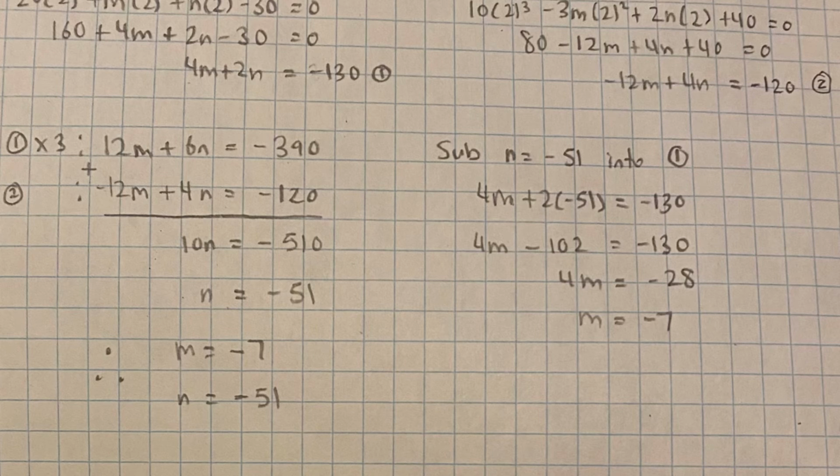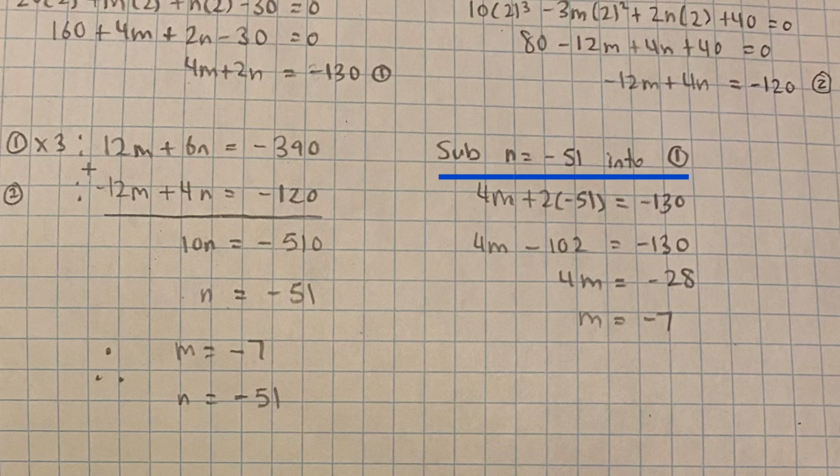Now to get rid of 12m, we can do either one of two things, add or subtract. Since we are dealing with positive 12m and negative 12m, we'll have to add them together to get rid of them. This also means we'll be applying addition to everything else. This will get us to 10n equals negative 510. And because we want to isolate n, we will divide both sides by 10, which will give us n equals negative 51.